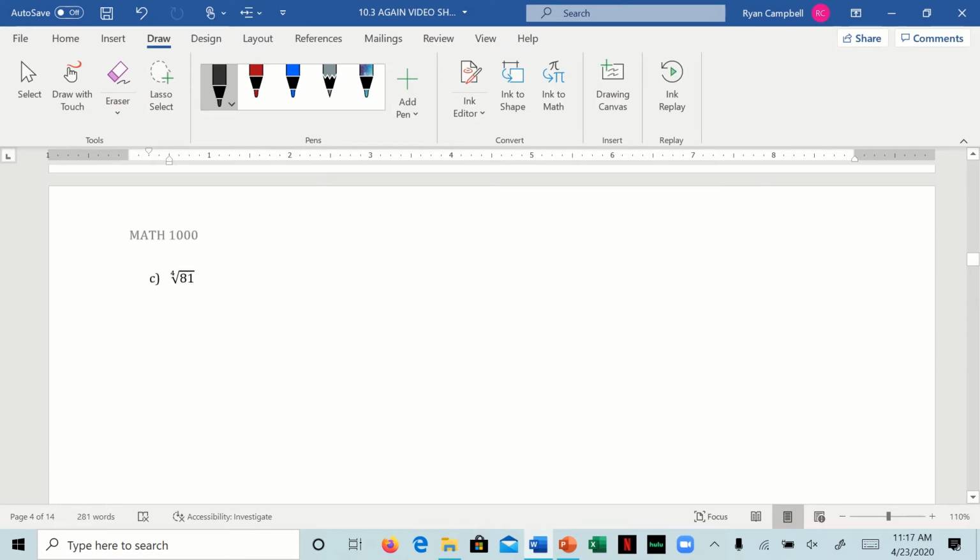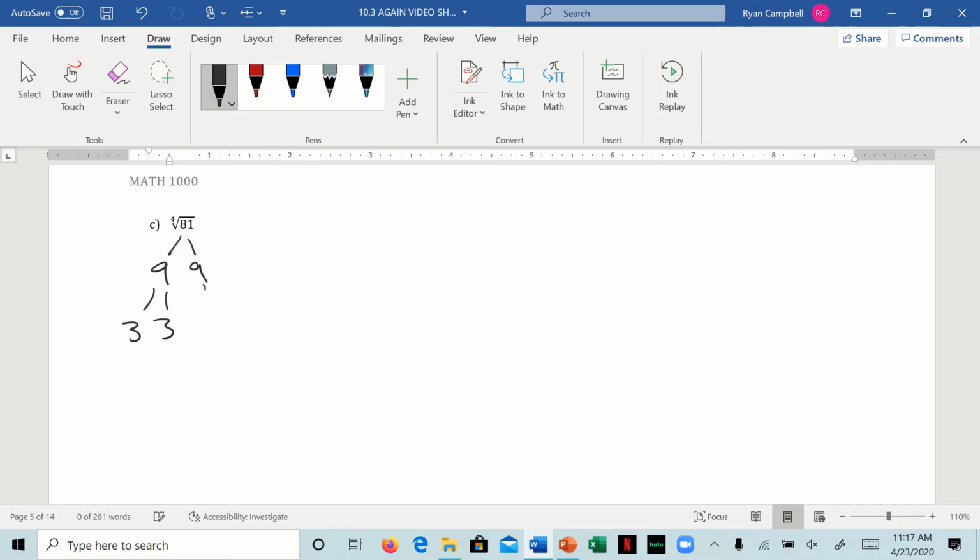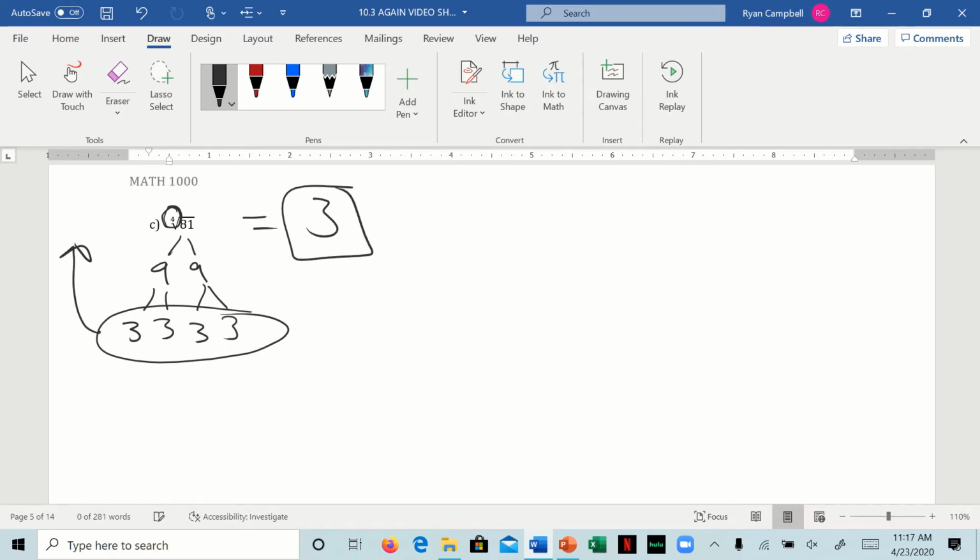All right, let's do this one. So the fourth root of 81. So 81 can be broken up into 9 and 9. 9 can be broken up into 3 and 3, 3 and 3. So how many need to be in our group this time? Since it's a fourth root, we need 4. And looky there, there's a group of 4 3's. So our final answer is just 3.